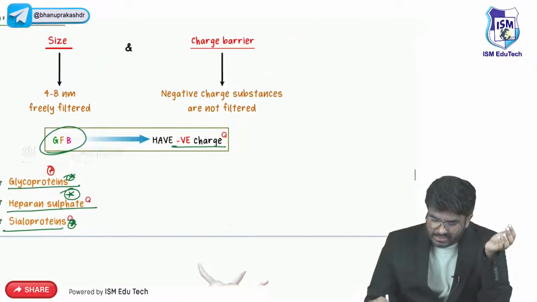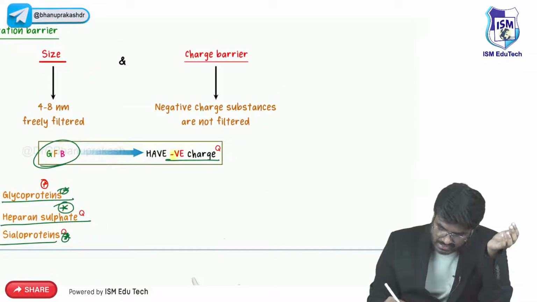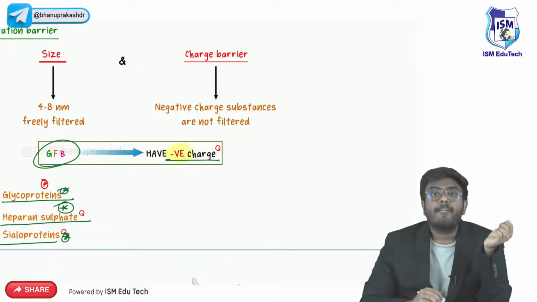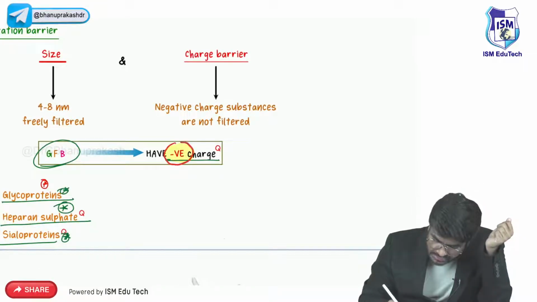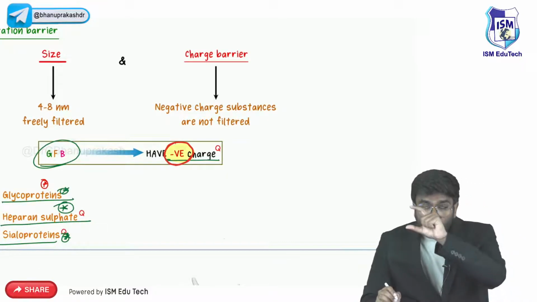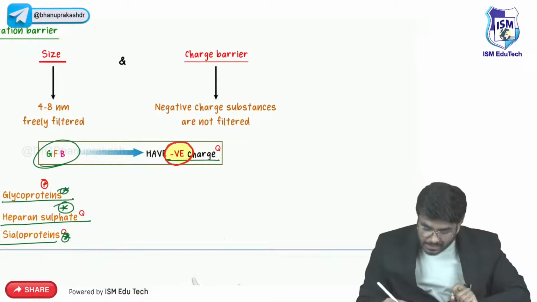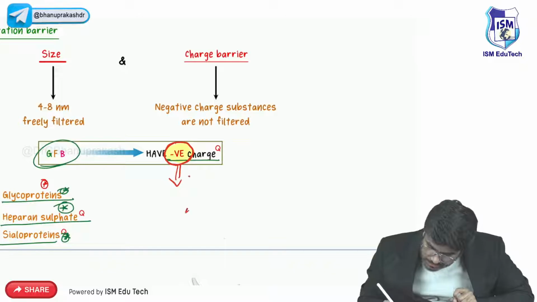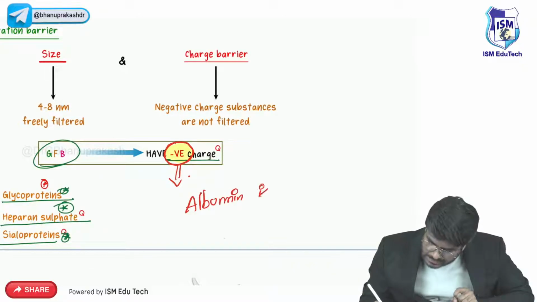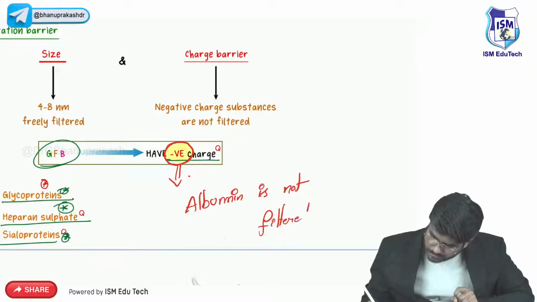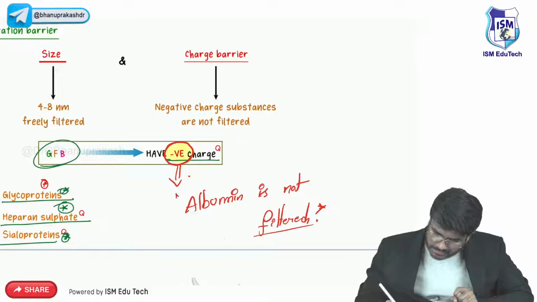And the next important point is, sir, this negative charge is there, right? What is the importance of this negative charge? Because of the presence of this negative charge in the glomerular basement membrane, albumin is not filtered. Okay, albumin is not at all filtered.